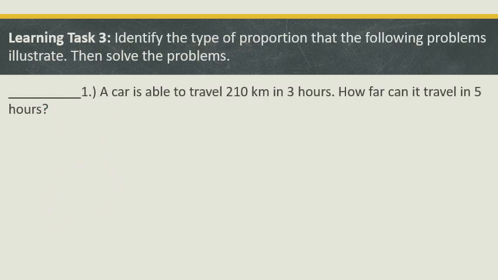Then, for learning task 3, let us identify the type of proportion that the following problems illustrate. Then, solve the problems. For number 1, a car is able to travel 210 kilometers in 3 hours. How far can it travel in 5 hours? Isipin natin, ano bang type siya ng proportion? Sure tayo na hindi siya partitive kasi ang partitive meron siya mga 1 is to 2 is to 3, yung mga ganon. Ang pagpipilian na lang natin is direct and inverse.